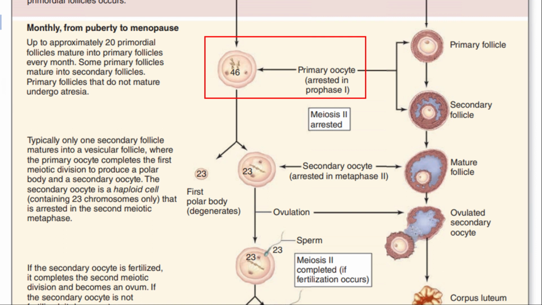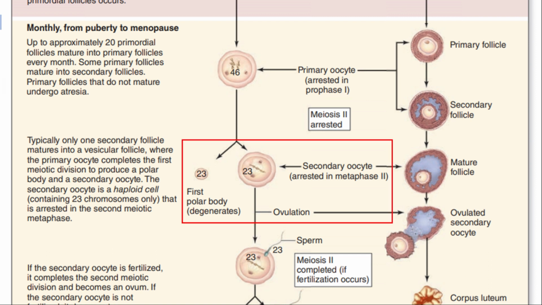Starting at puberty, at regular intervals, a certain number of primary oocytes will be allowed to finish meiosis 1, producing a secondary oocyte and the first polar body. Paki-disregard lang ng gibutang ni Junquera na meiosis 2 arrested. That should be meiosis 1 arrested.